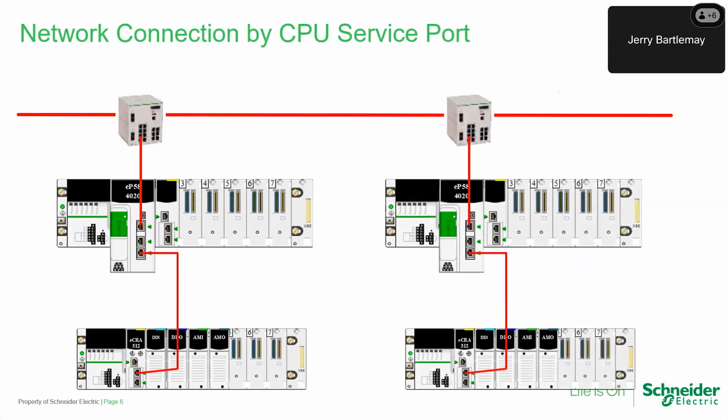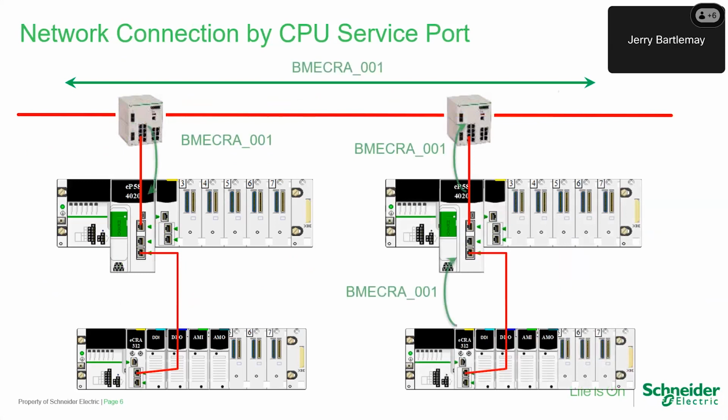If the M580 drop on the right is also configured for drop 1, and it powers up, it's going to send out a DHCP request. The service port on that M580 is also going to broadcast that DHCP request. And so the CPU on the right sees it, but it also broadcasts that, which means the CPU on the left is also going to see that same request. Both of them have entries in their DHCP table for drop 1, for BME CRA 001.